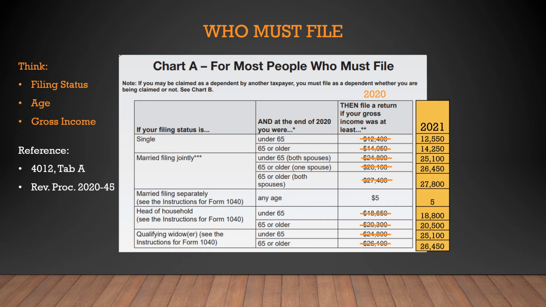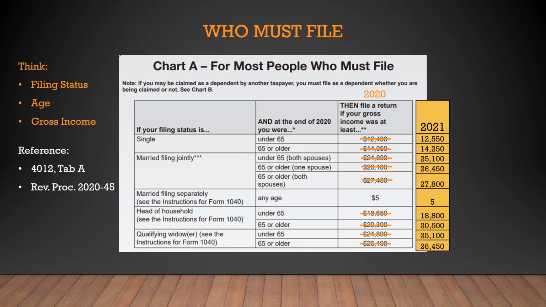Because we are getting an early start, VITA has not updated their materials. They usually do this in late October or early November. However, it is possible to get the updated numbers from the IRS website. They are included in Revenue Procedure 2020-45. And as you can see on the right hand, I've added a column with the inflation adjusted numbers for 2021.